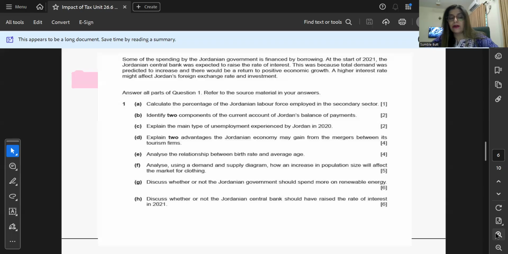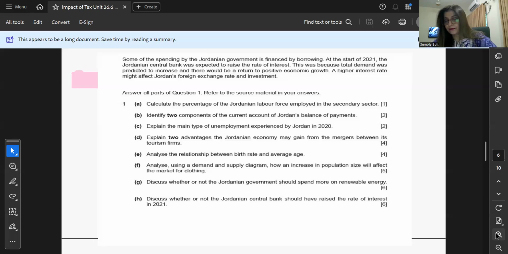All right. Now in part F, they've required you to analyze using a demand and supply diagram how an increase in population size will affect the market for clothing. So graphically, you can show this, that an increase in population size will shift the demand curve to the right. Producers will be willing to produce more at the higher price P1. Quantity supplied increases from Q1 to Q2, and it will lead to short-term inflation, which is also called demand pull inflation.